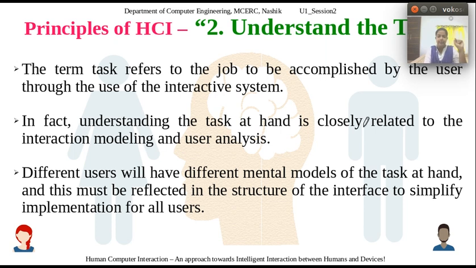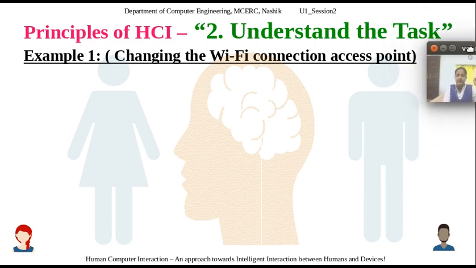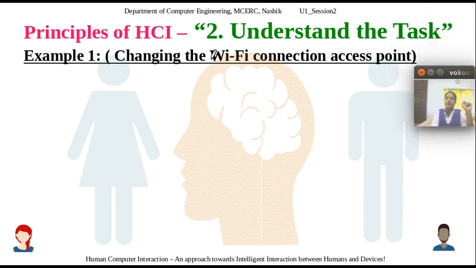Okay, let's take the example directly. See, this is the task. The task is changing the Wi-Fi connection access point. Now how will this task be accomplished by two categories of users, since up till now we know that there are two categories of users. First will be the expert user, another one will be the novice user. Novice means the end users who do not have technical backgrounds. Okay, now as the task is to change the Wi-Fi connection access point.